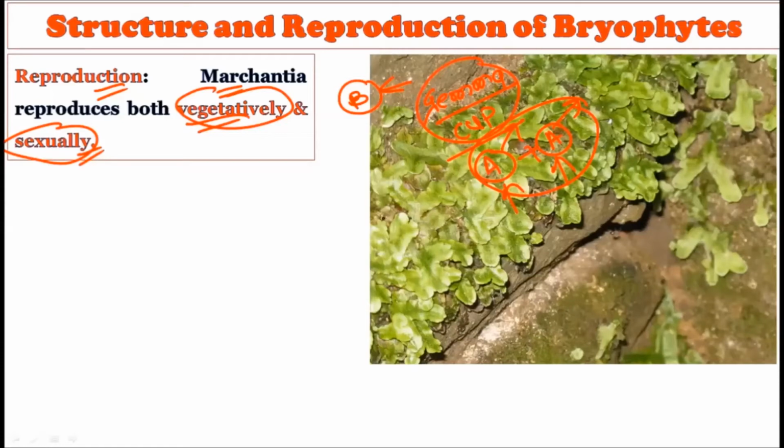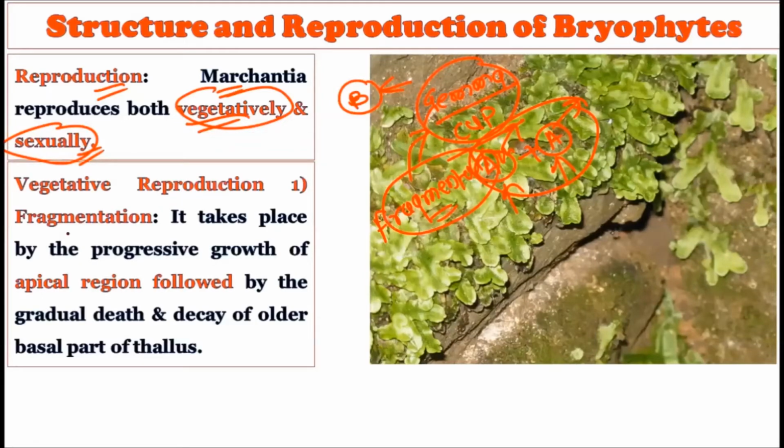Before that, we also discussed fragmentation in the Bryophytes, in which simple fragments are responsible for creating a new thallus, along with the gemma cups, for asexual reproduction. Now consider vegetative reproduction. First, we have fragmentation. The Marchantia thallus can reproduce vegetatively by creating its own fragments, which can grow into new thalluses. It takes place by the progressive growth of the apical region, followed by the gradual death and decay of the older basal part of the thallus.